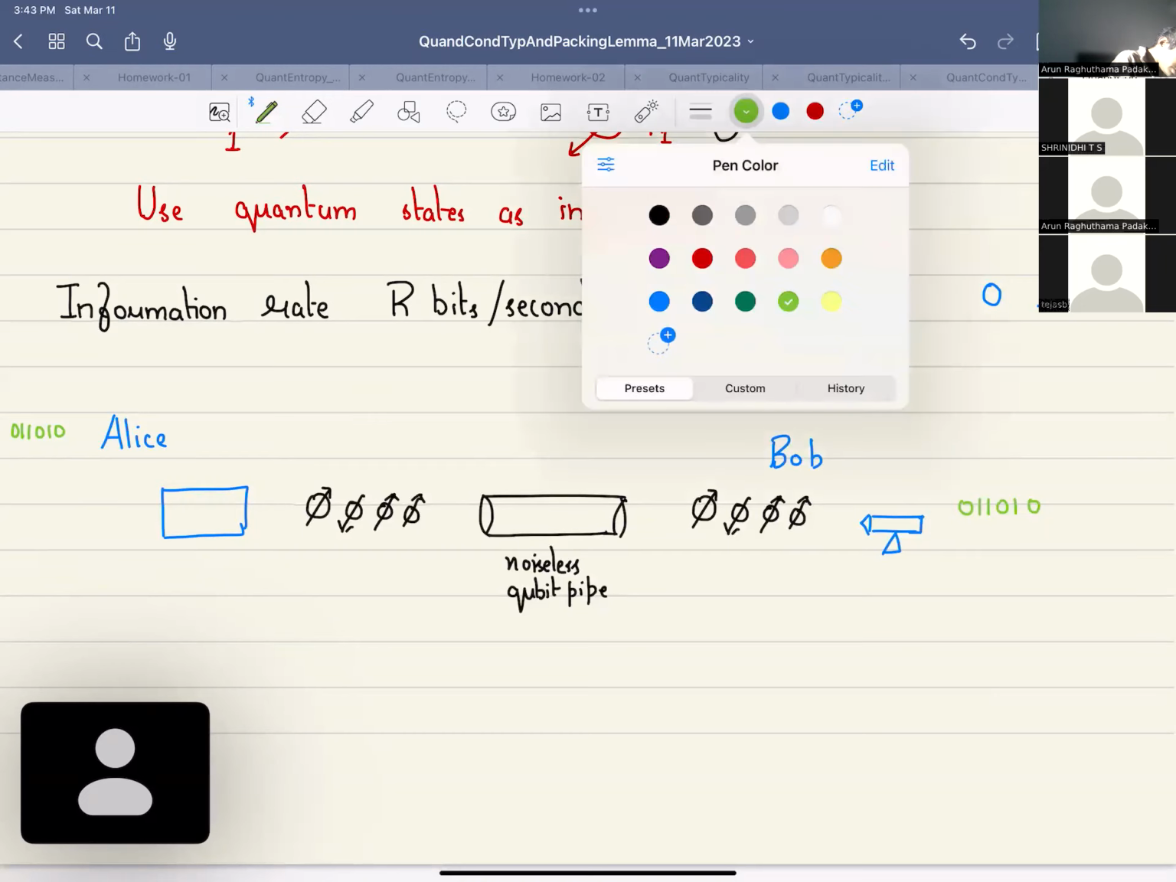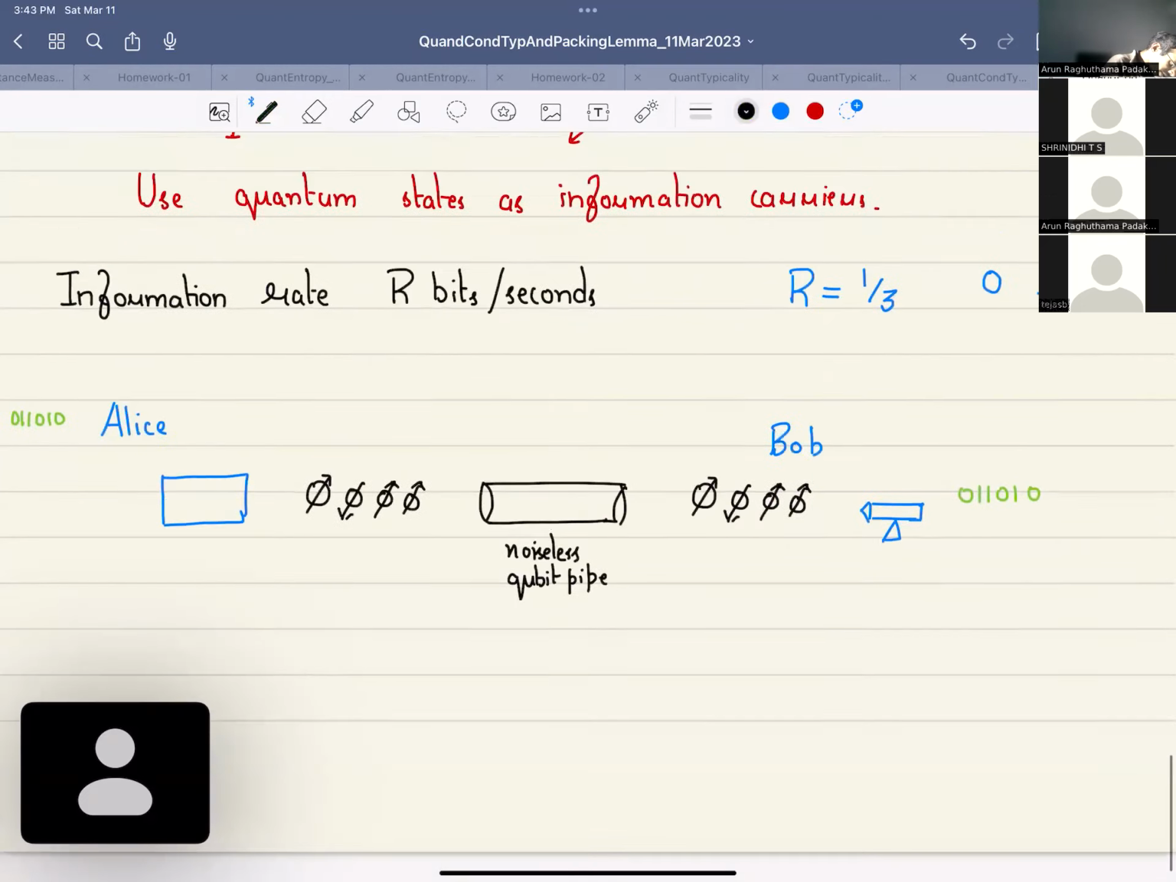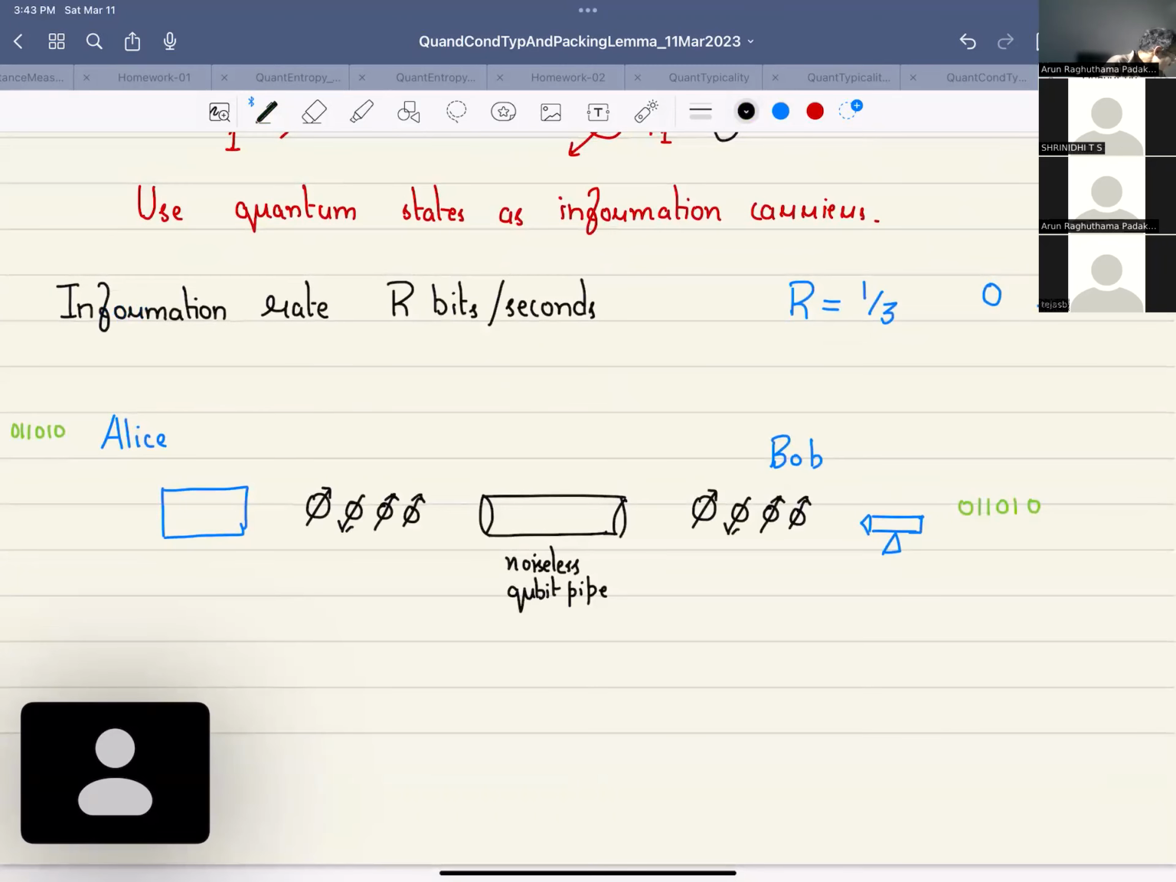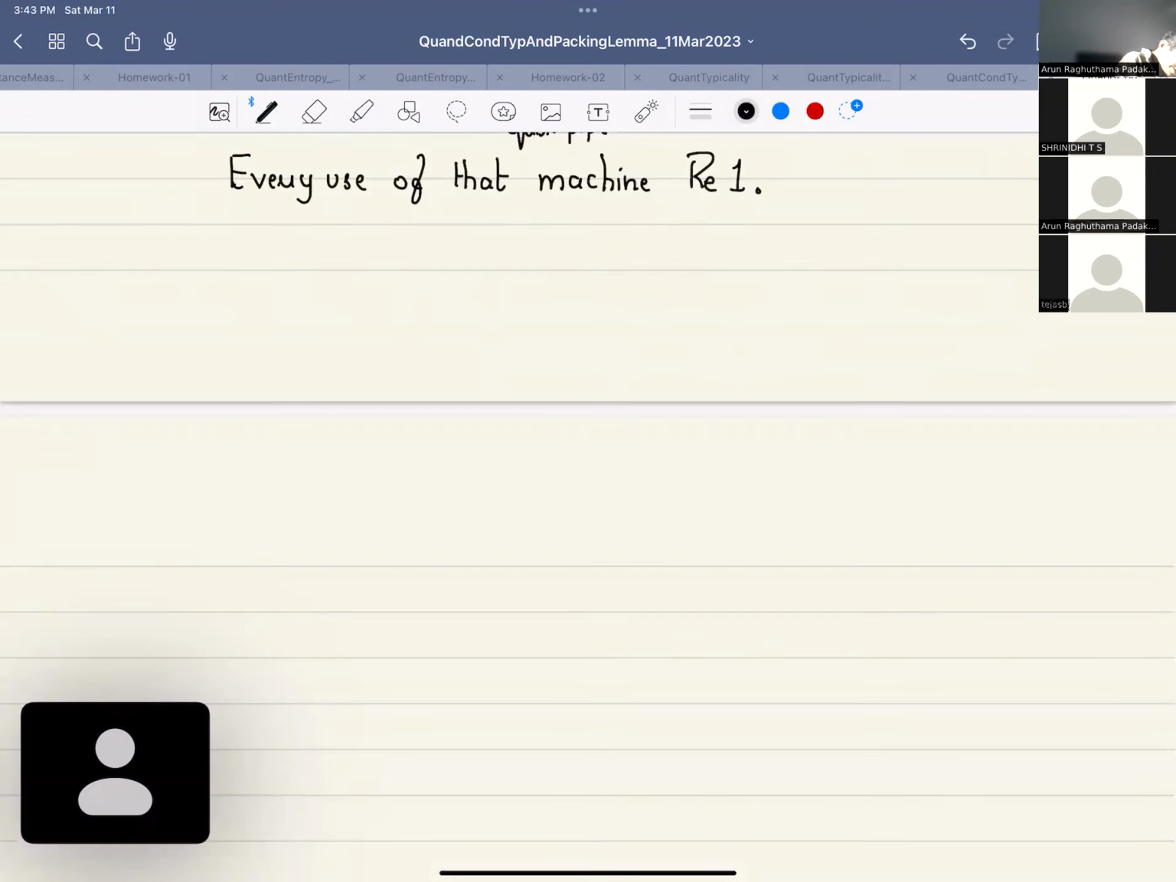And this machine, every use of that machine is 1 rupee. So every quantum state you prepare, you have to pay 1 rupee. And you are getting information at the rate of R bits per second.